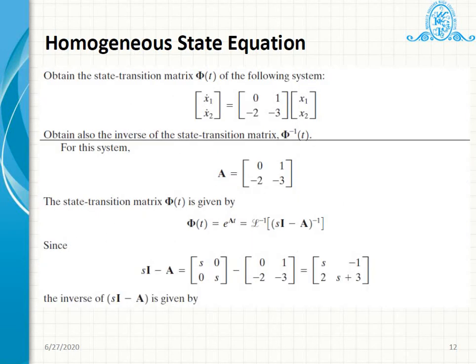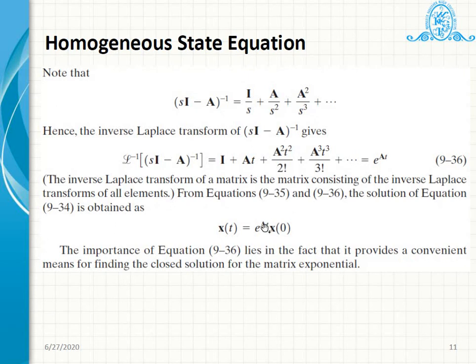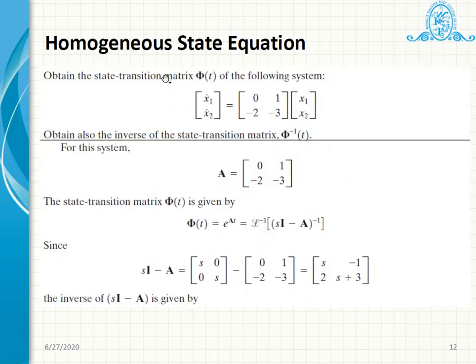Now here there is one numerical where we need to determine the solution of this. So obtain the state transition matrix. A state transition matrix phi of t is nothing but e raised to at. Obtain the state transition matrix phi of t of the following system. So this is the system x dot is equal to ax.